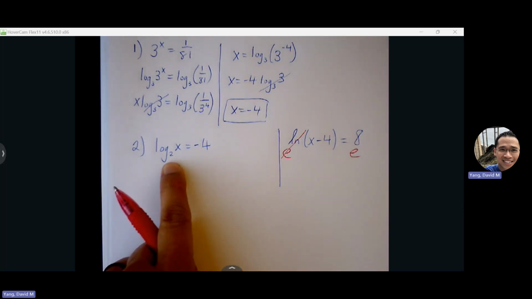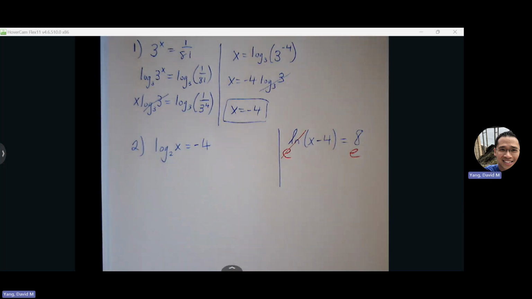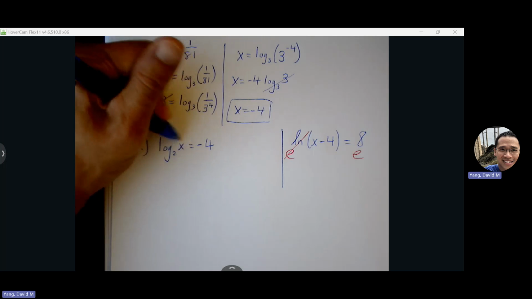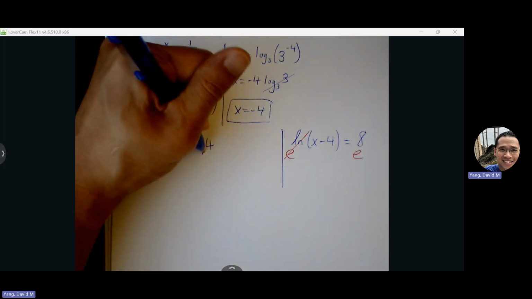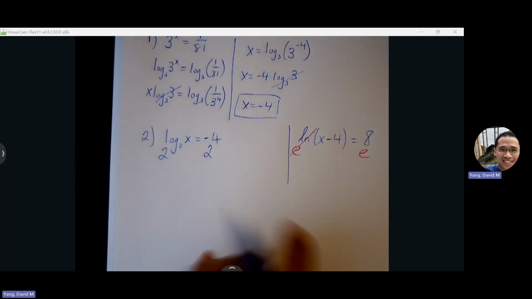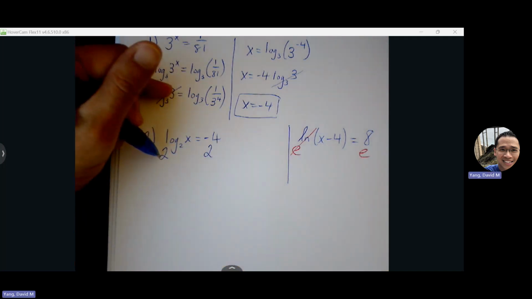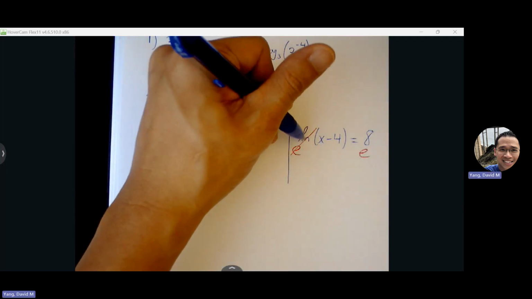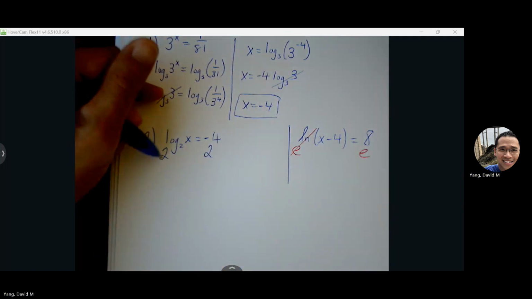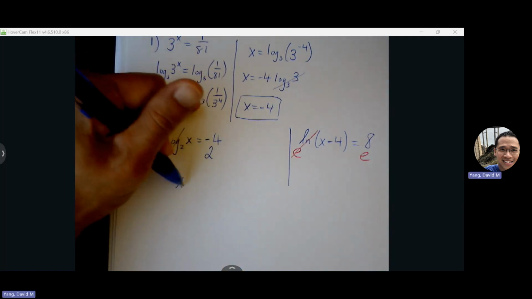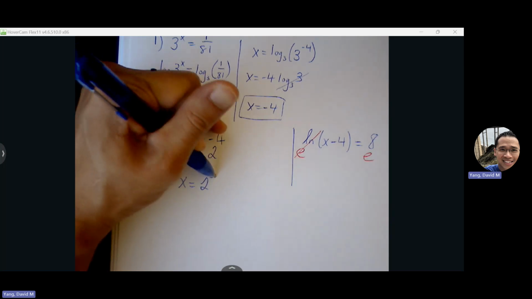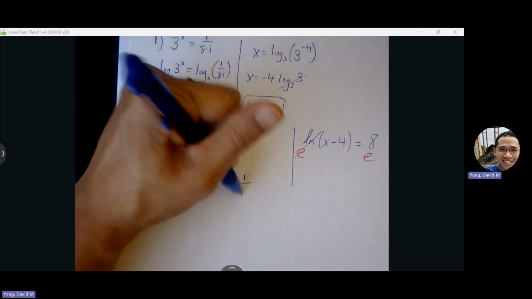Same thing here. Instead of base e, this is base 2. So if I want to cancel out log base 2 to get to the x, I can raise both sides with 2 as the base. Same idea. e and natural log cancel out because natural log is base e. 2 and log base 2 cancel out because they have the same base. So x is equal to 2 to the negative 4, which is 1 over 16.